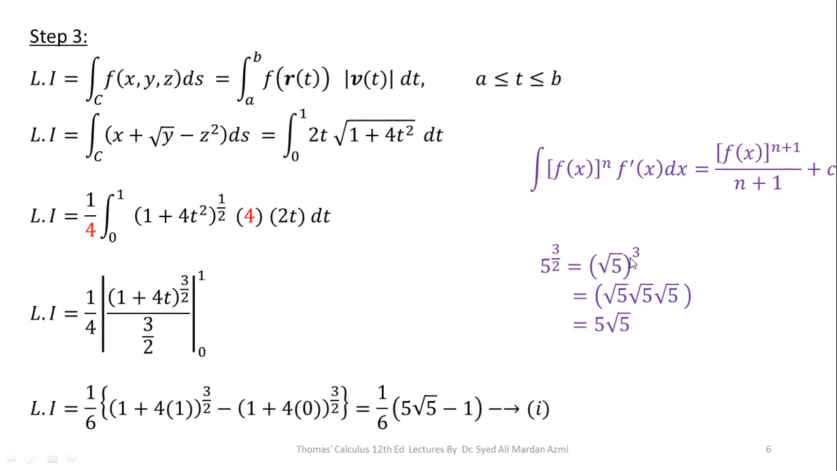Now, if you have power 3, it means you are multiplying that particular term 3 times. So we can write it as square root of 5 into square root of 5 into square root of 5. The first square root of 5 times the second will become 5 here, into the third square root of 5, which remains as it is. So the answer of 5 raised to power 3 by 2 is 5 into square root of 5. Now we call this equation number 1 or line integral number 1.